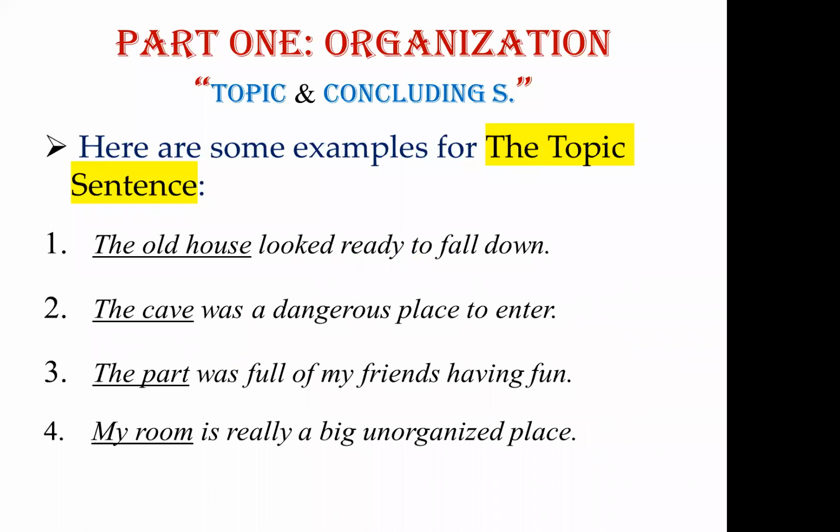These are some examples for the topic sentence. As you can see, the old house looked ready to fall down. So the pattern here is kind of different. We have the topic, which is the old house, which is underlined, but the controlling idea is kind of different. Looked ready to fall down. So I'm giving here my opinion that this old house is really old and it is about to fall down.